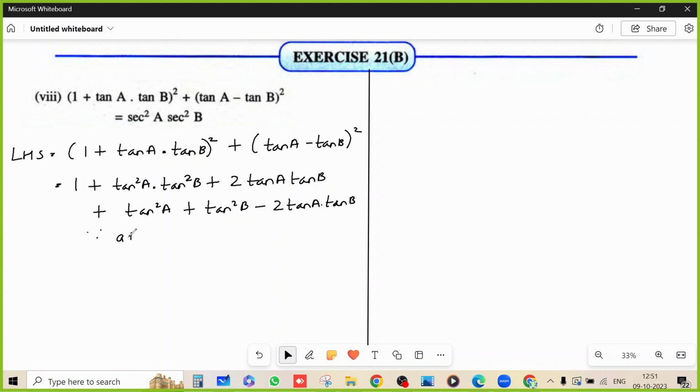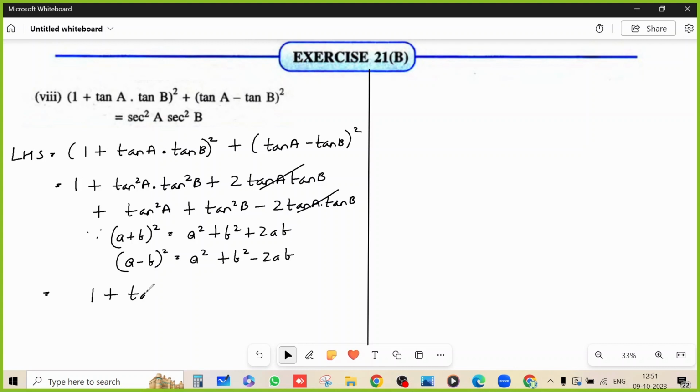We have applied the formula (A plus B) whole square, which is equal to A square plus B square plus 2AB, and (A minus B) whole square, which is equal to A square plus B square minus 2AB. 2 tan A into tan B minus 2 tan A into tan B will get cancelled out here. Now this will give us 1 plus tan square A plus tan square B plus tan square A into tan square B.